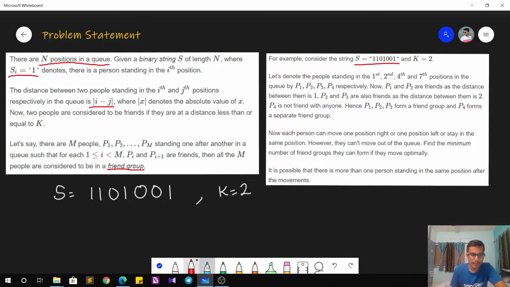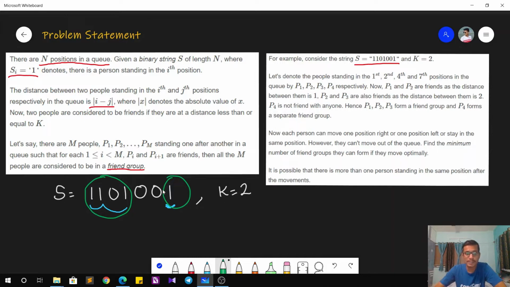In this example, person 1 and person 2 are friends because they are separated by a distance of 1. Similarly, person 2 and person 3 are also friends because they are separated by a distance of 2. But the last person is nobody's friend. Why? Because he is separated by a minimum distance of 3 from the previous person. So if people are each other's friends, then they form a friend group. If you have already read the definition, these three people form one friend group and this is another friend group. So in total we have two friend groups. Our task in this question is to minimize the number of friend groups.